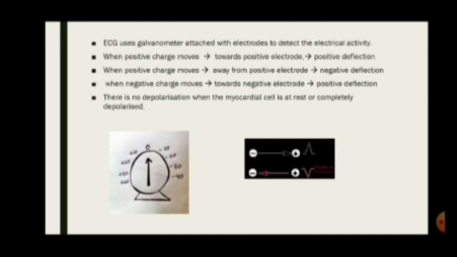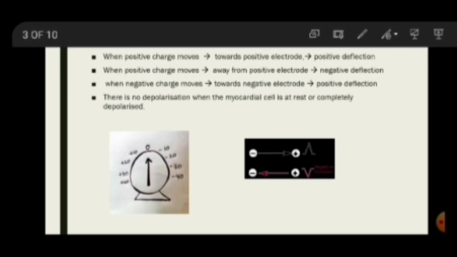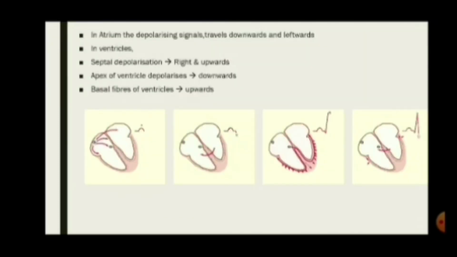ECG uses galvanometer attached to electrodes to detect the electrical activity. The pointer deflects based on the direction of charge flow. When the positive charges move towards the positive electrode, there is a positive deflection. But when there is no charge flow, in case of a complete depolarization or when the cardiac cells are at rest, there is a flat straight line.